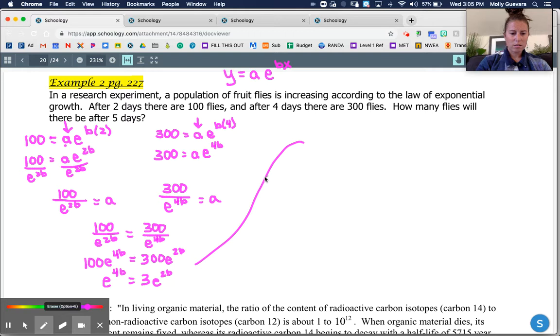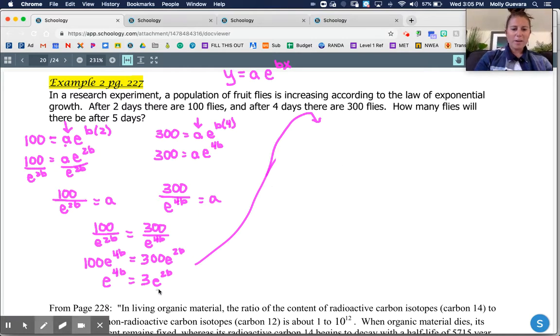I actually think that this is better. Come up here, so I'm running out of room. So if I divide both sides by e to the 2b, well, if I have 4 b's on top and 2 b's on bottom, I'm left with 2 b's. I have e to the 2b on the left equals 3.